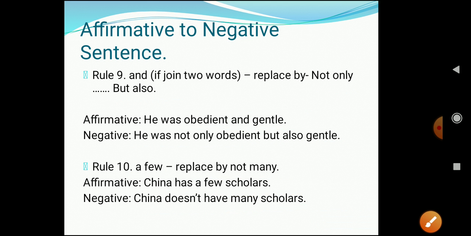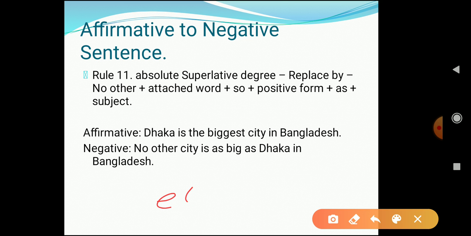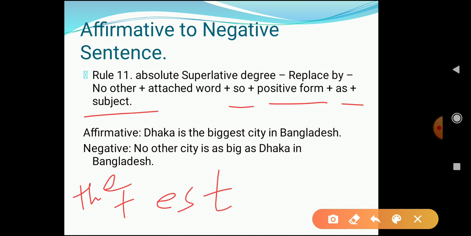Now let's see the last rule, rule number 11. If in any sentence the absolute superlative degree is used, meaning the "est" form, and with that we use the article "the", we have to replace it by "no other" plus the attached word used in the sentence plus "so" plus positive form plus "as" plus subject. Now this might sound a little absurd, but when you see the example, it will be clear to you. For example, "Dhaka is the biggest city in Bangladesh."